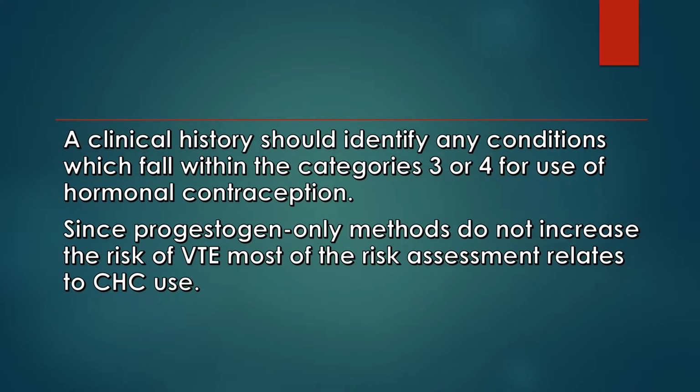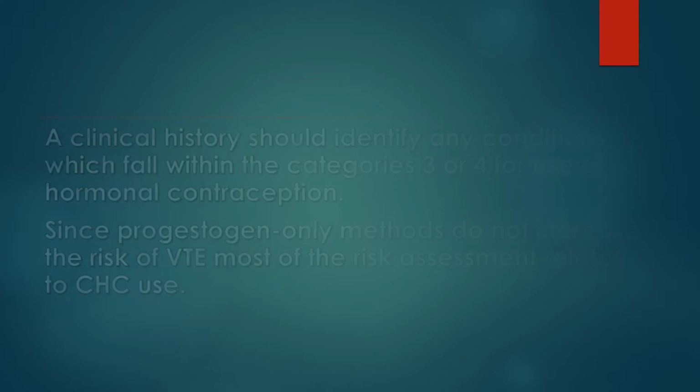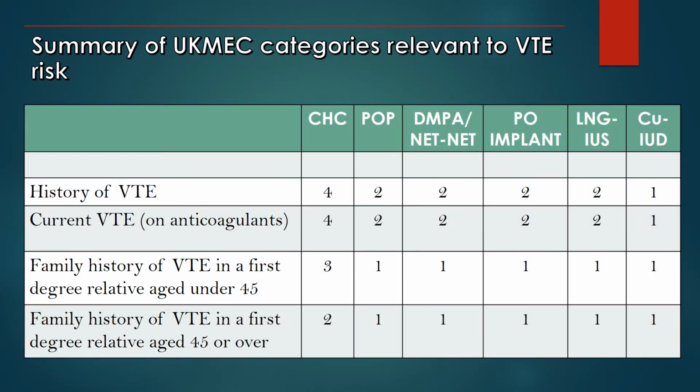A clinical history should identify any conditions which fall within categories 3 and 4 for use of hormonal contraception. Since progestogen-only methods do not increase the risk of VTE, most of the risk assessment relates to CHC use. Summary of UKMEC categories relevant to venous thromboembolism risk.